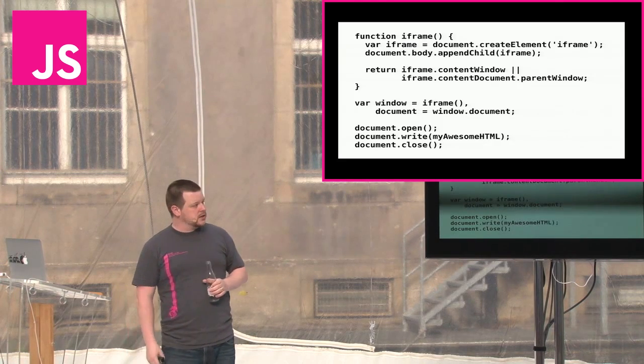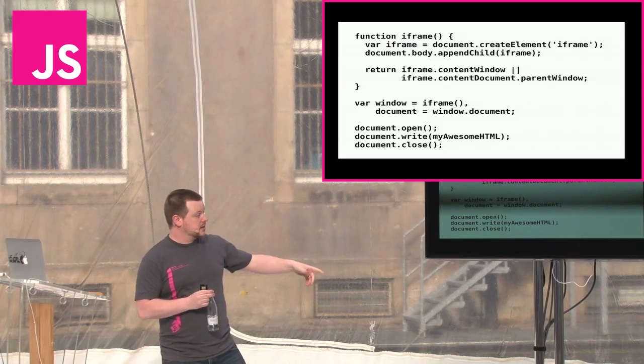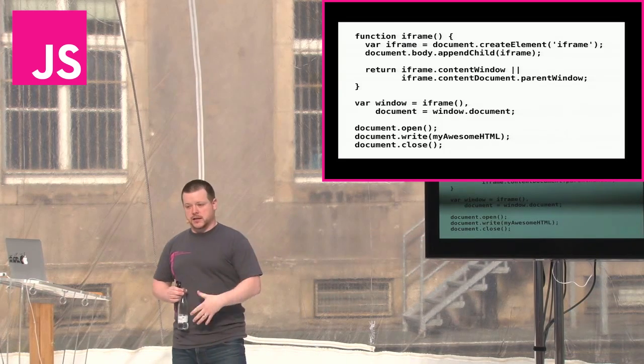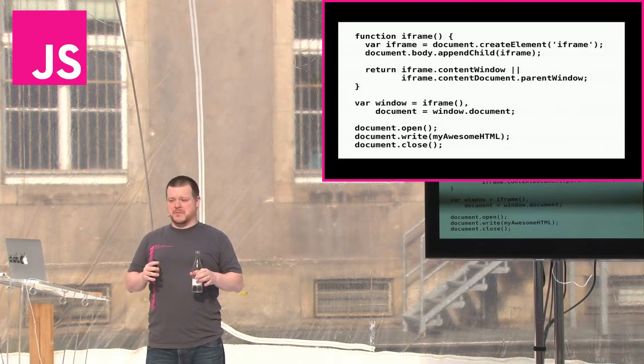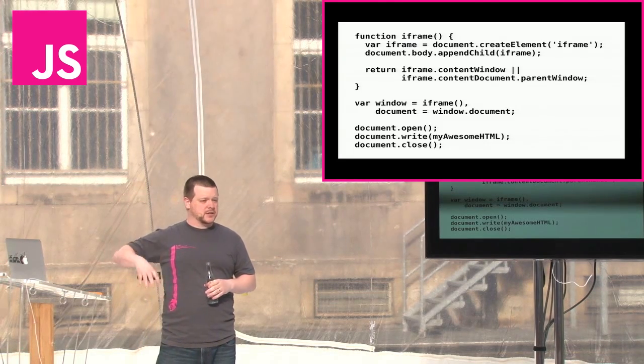This will be some code where I'm injecting some HTML, basically. This awesome HTML is my awesome HTML. And this is fundamentally what JSBin does. As you type, it just makes an iframe and keeps injecting your code as you go along.